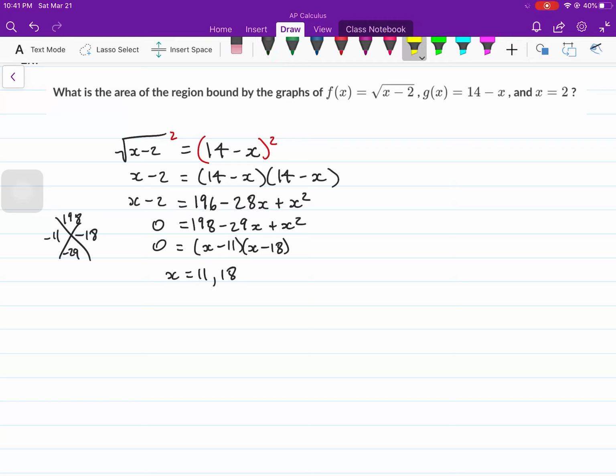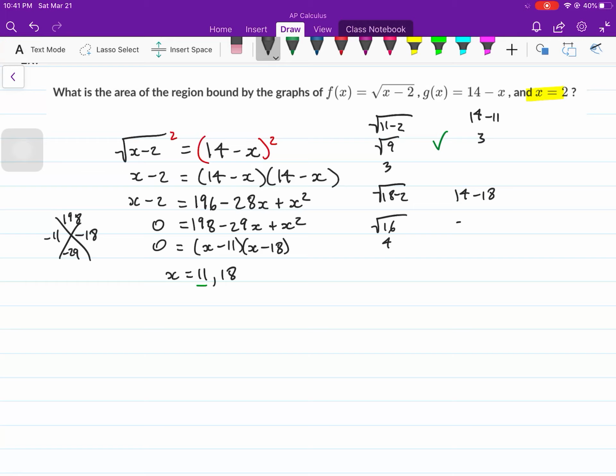Now, here's the thing. They gave us one of the bounds. Which of these two bounds are we going to use? Well, let's just test them real quick. If we plug in the 11 to both of these, see if it works for both of them. So plugging in an 11, square root of 11 minus 2, square root of 9 is 3. And over here, 14 minus 11 is 3. So 11 checks off. That's good to go. Now let's try the 18. Square root of 18 minus 2 is the square root of 16, which is 4. And then over here, 14 minus 18 would be negative 4. So that doesn't check off. So that means that we are going to roll with the 11.